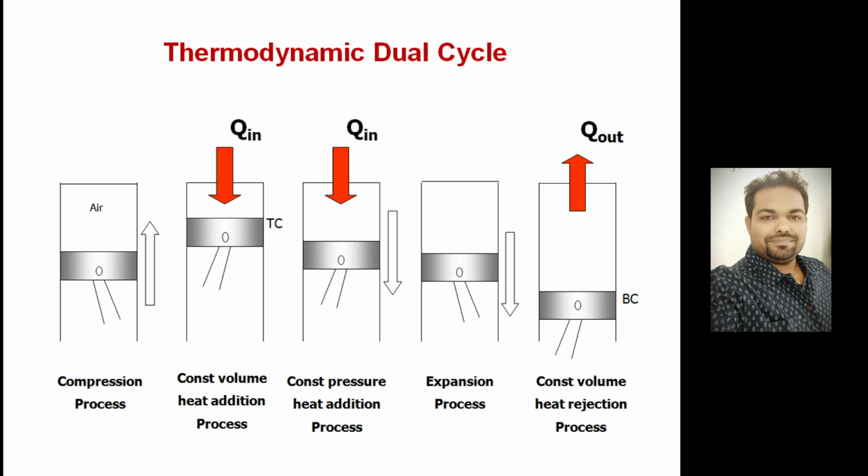Now come to the thermodynamics of the dual cycle. If you look at the dual cycle, it has the advantage of both the Otto and diesel cycles. So there is the compression process here, then part of the heat addition takes place at constant volume, then part of the heat addition takes place at constant pressure. That's why we are adding the advantage of both. In the Otto cycle, heat addition is at constant volume, in diesel at constant pressure. So we are separating the heat addition into two parts: part of the heat is supplied at constant volume, part at constant pressure, followed by expansion, and heat rejection is similar, at constant volume.